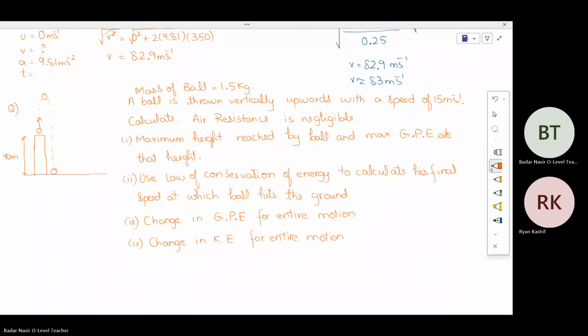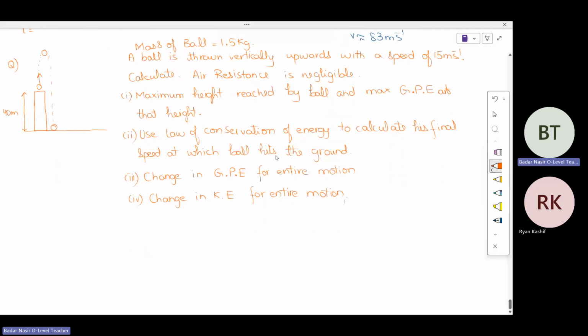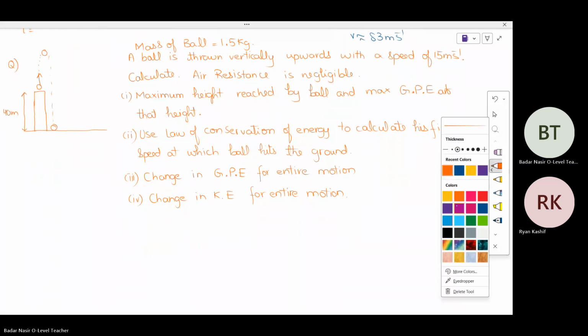Okay. Have you guys understood what he's asking you to calculate in this question? Everybody, please give this question a try, or then we'll just discuss it.